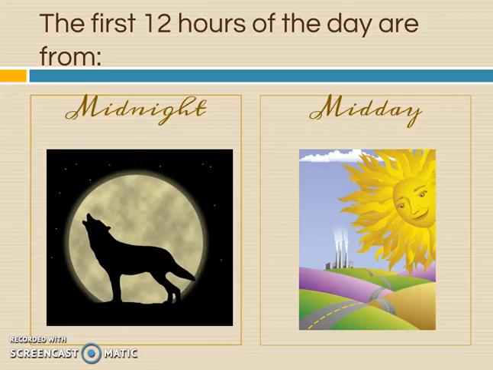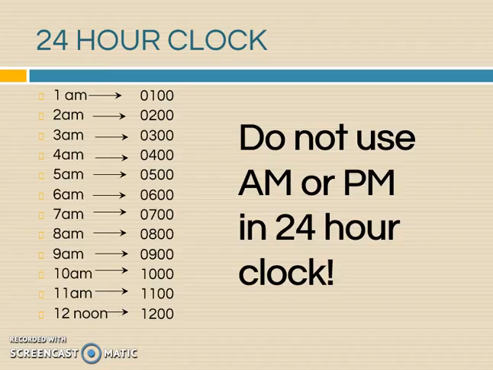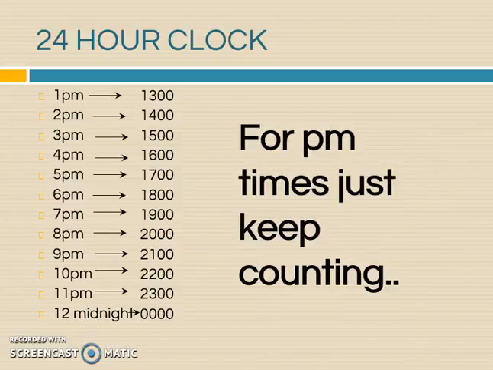What you have here is that the first 12 hours of the day are from midnight to midday, which is noon, and then the second 12 hours are from noon to midnight. So let's look at that. 24-hour clock: 1 a.m. becomes 0100. 2 a.m. becomes 0200. You don't use the AM or PM in a 24-hour clock. You have to get used to it, but once you get used to it, it's kind of natural.